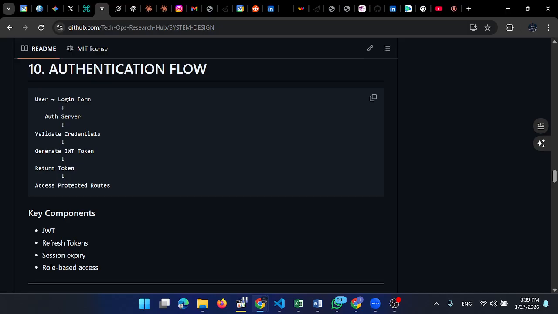And how does that happen? There's what we call generation of JWT tokens. This is what helps us to come up with a much more authentic credential of who this user is. And then there's a return token, which is now delivered to the protected routes, right? So it helps us to now access these protected routes.